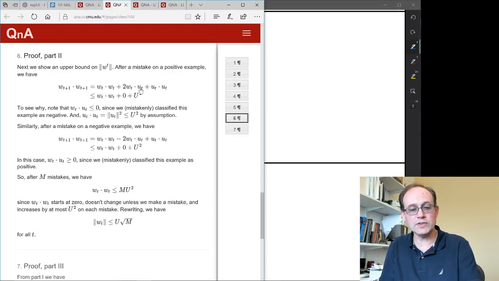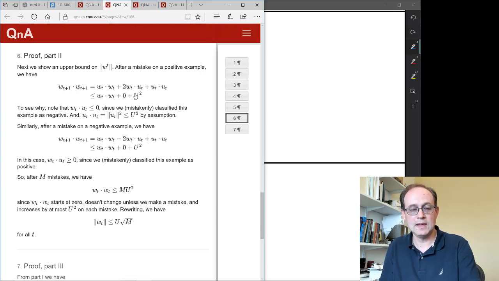And then we can look at each one of these terms separately. wt.wt, we're leaving unchanged. ut.ut is the norm of ut squared, and we assumed the norm of ut was bounded by capital U, so that's less than or equal to u squared. And then here, we assumed that we made a mistake, and that means that we classified this example ut as negative, which means that wt.ut is less than 0. So we can replace that by 0, and we get that the quantity on the t plus first time step is the quantity on the t time step plus u squared, or less. It's at most that much.